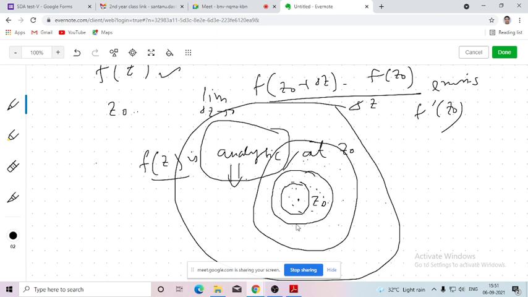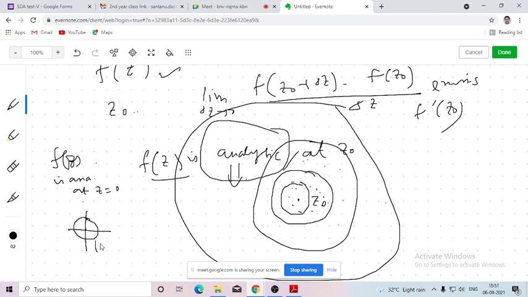Okay, is that clear? Sir, how to understand whether a point is in the neighborhood of z0 or not? Okay, neighborhood means, if I consider, for example, that a function f(z) is analytic at z equals 0, then what can be the neighborhood around z equals 0? z equals 0 means this point. So around that point I can take any circle, and this will be the neighborhood.